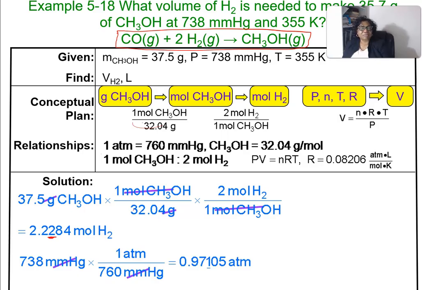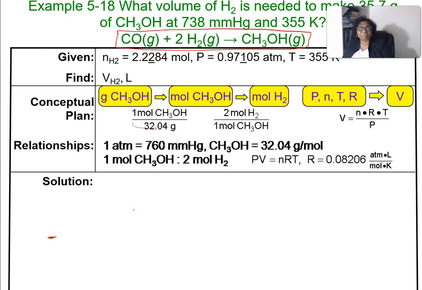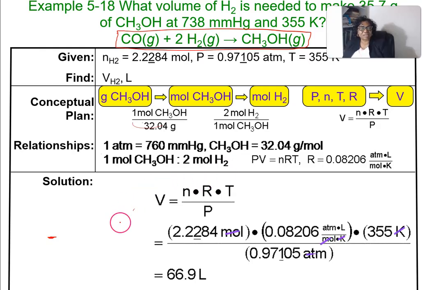Here we have the number of moles of hydrogen and we have the pressure. Now we want to find the volume. Now we go to the ideal gas equation and substitute all that there. So this is our ideal gas equation. This is the number of moles, this is the gas constant, that's the temperature, and this is our pressure. So the volume of hydrogen needed is 66.9 liters.